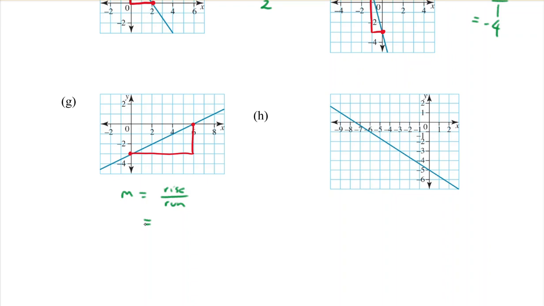How are we going? Has everyone finished the first one? G? Okay, so I've just done it and I got M is equal to a half. Did everybody else get that? Yes. Yes, excellent. On to H.